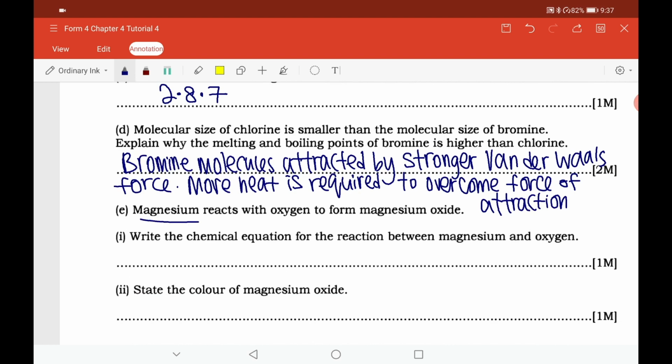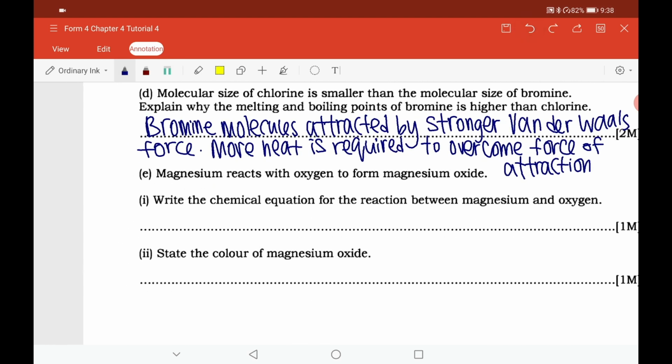Magnesium reacts with oxygen to form magnesium oxide. So they asked us to write the chemical equation, okay? So let's try to write the chemical equation. Magnesium, the formula is Mg. It reacts with oxygen. We know oxygen is a gas, and most gases come in twos, so oxygen gas is O2. It's not O only, it's O2.